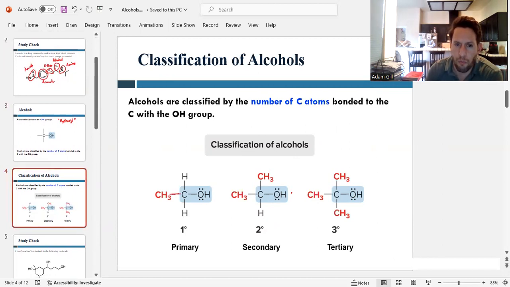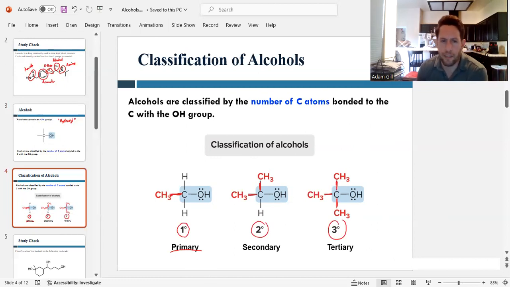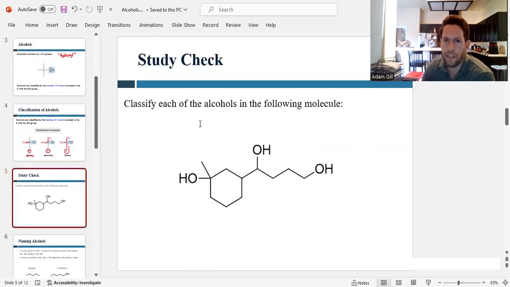And if it's connected to one other carbon, we would say that it's primary. We abbreviate that with a 1° sign. If the carbon where the alcohol is attached is connected to two other carbons, we would say it's secondary. And if the carbon where the alcohol attaches is bonded to three other carbons, then it's tertiary. Let's do a practice. Classify each of the alcohols in the following molecule. So let's figure out if these are primary, secondary, or tertiary.